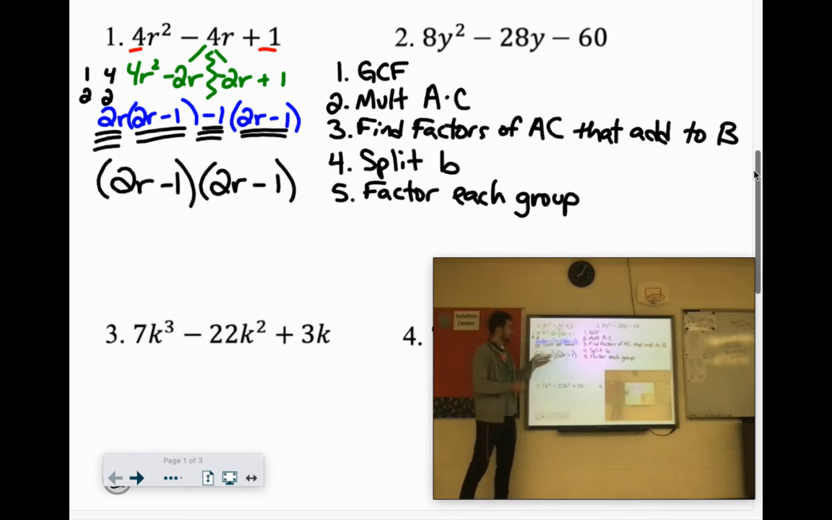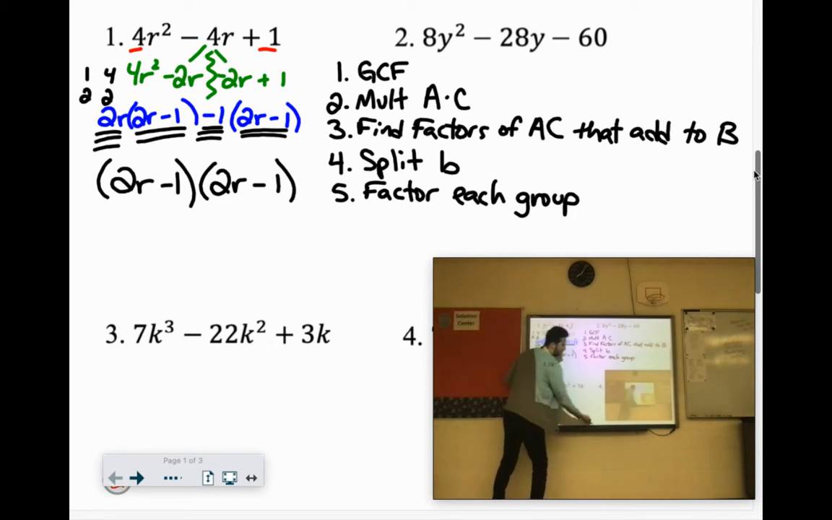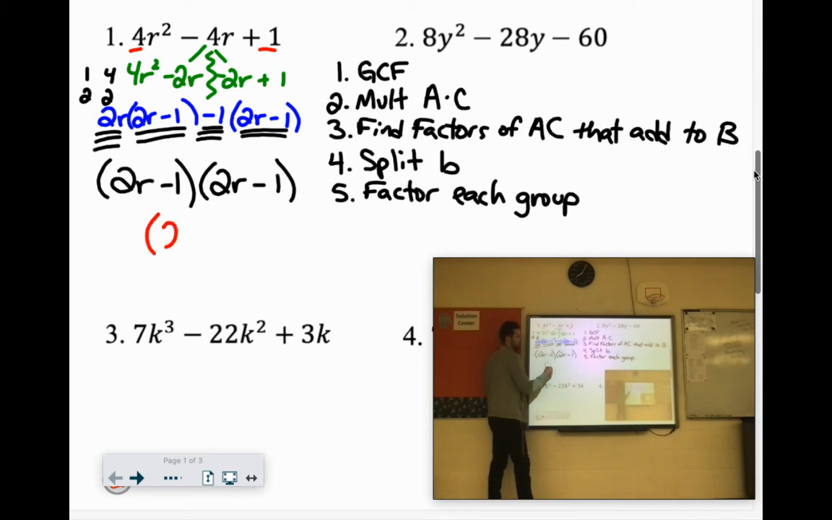And then, so this is the final factored answer, but we can clean that up. It's the same thing, 2r minus 1 times 2r minus 1. We're going to rewrite as 2r minus 1 squared.